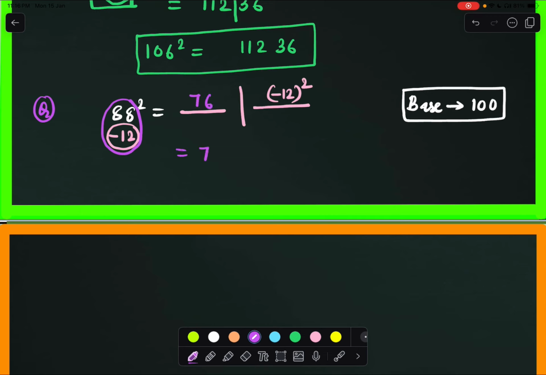Now I'm writing 76 here, but the 12 square value, we know, is 144 only. So 44 only I need to write, and 1 is the carry. Why 1 carry here? Your base contains two zeros in it. So in the rightmost part we have to allow only two digits. Now this carry we can add to the left part. What will we get? So 7744. Therefore the 88 square value is 7744, right?